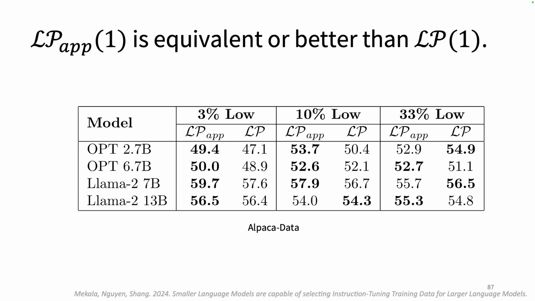and then we see how good LP approximate is with respect to the original LP, which is relatively costly. And here we notice that it is equally good as LP. We do these experiments across different model sizes, across different families of models, and on Alpaca data, and the numbers are almost equivalent for both.